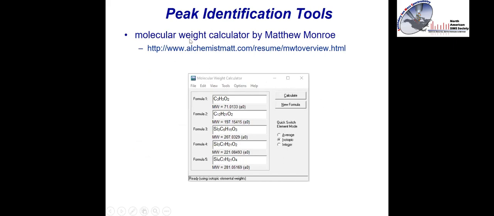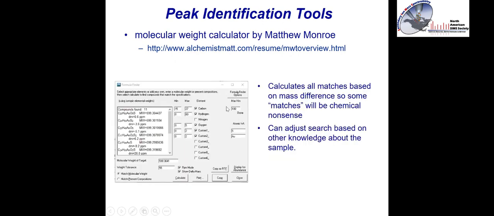One tool I like using a lot is the molecular weight calculator by Matthew Monroe. It has a molecular weight calculator where you can type in a formula, make sure you have it set on isotopic masses. You type in a formula and it will give you the exact mass. So you can use that to basically figure out where to look for certain peaks.